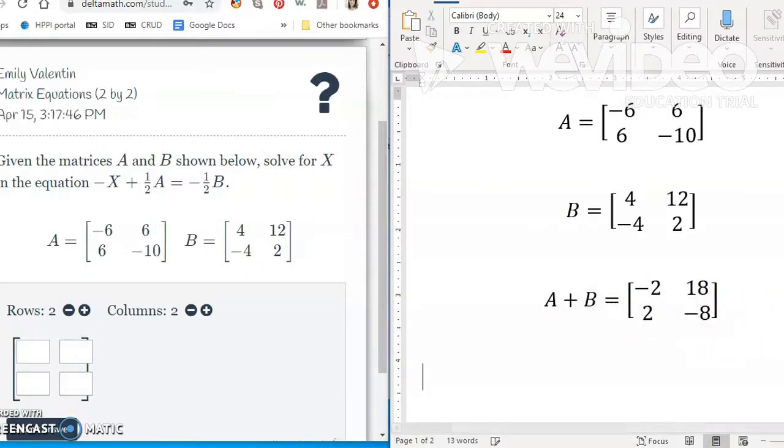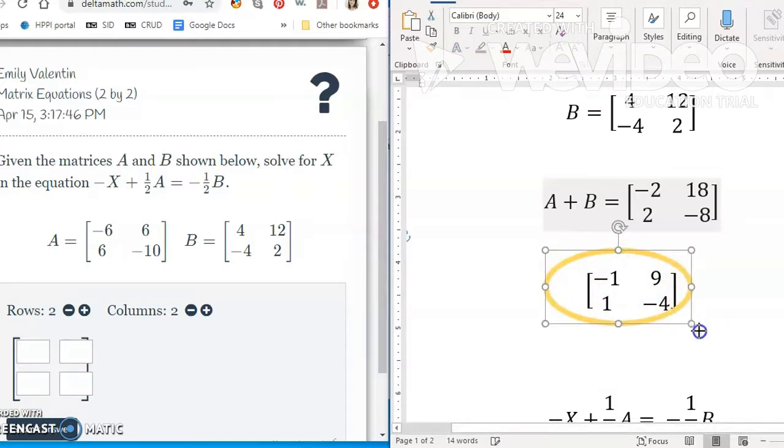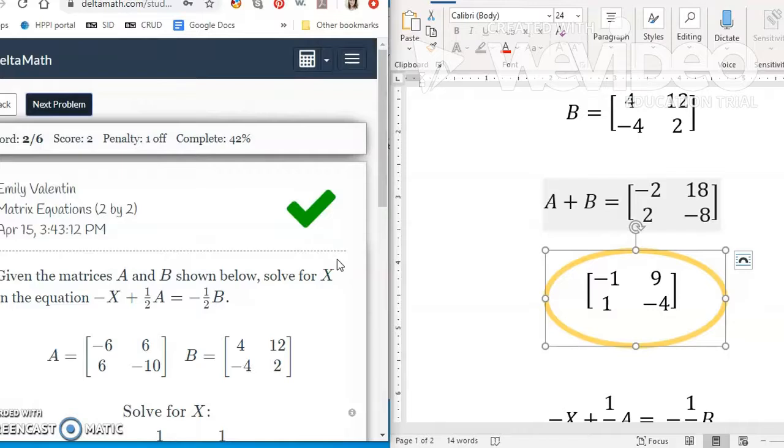So half of negative 2 is negative 1. Half of 18 is 9. Half of 2 is 1. And half of negative 8 is negative 4. And that should be my answer for x. Let's put it in, make sure. Alright, lovely. So we definitely don't have to use the calculator. I think all in all it's about the same amount of time actually.